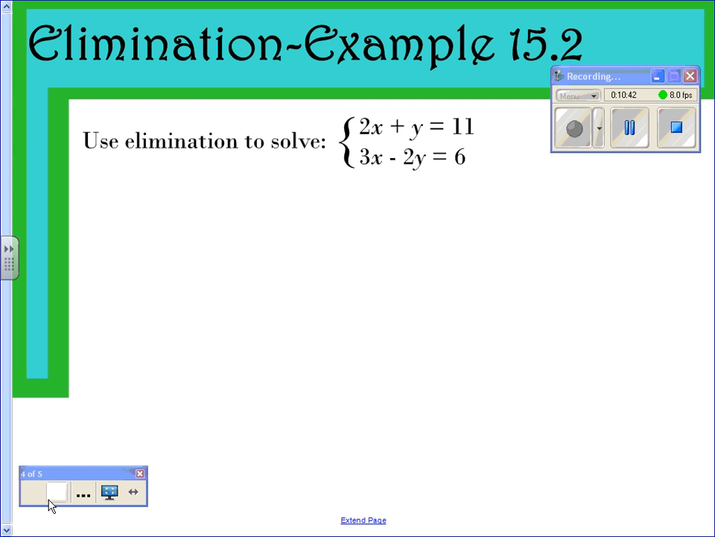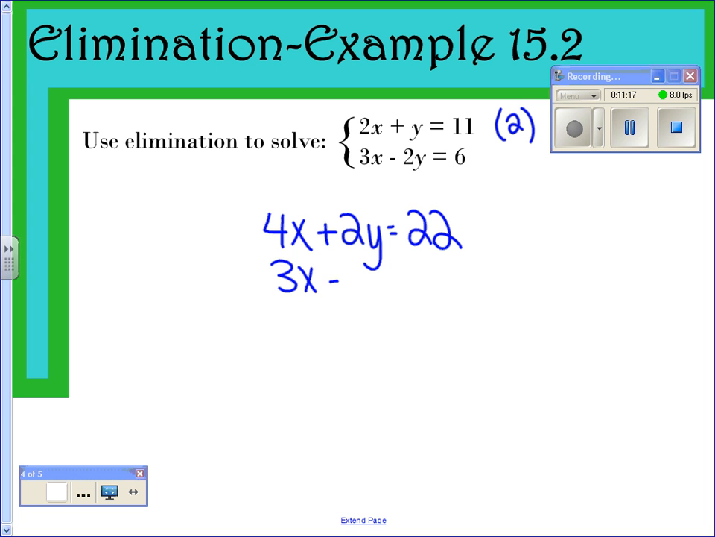All right, so let's look at this one. Which variable should I eliminate? Why the y? It already has one negative and one positive. Do I need to multiply both equations by something? All right, so the top equation would be what? And keep the bottom one the same. Do you agree?